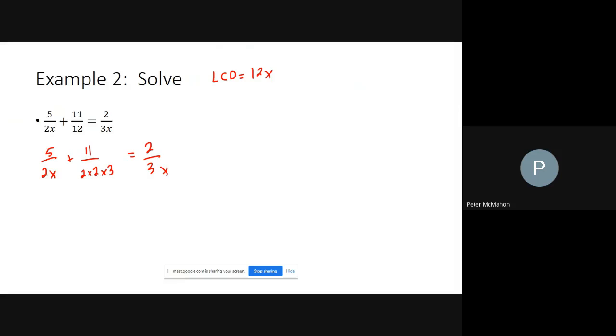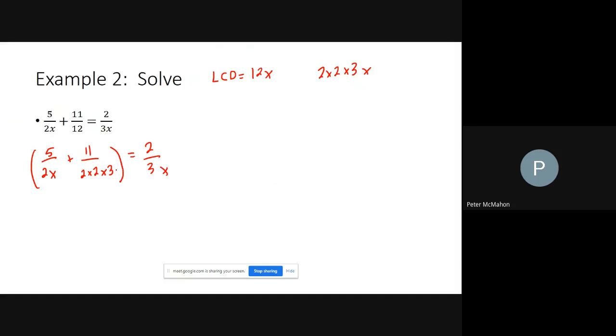So 12 is just 2 times 2 times 3. So like the 2 is common in these two, the 3 is common in these ones. So what's common over that? It's like 2 times 2 times 3x. This would be the lowest common denominator over here. Okay? But I'm just going to treat this guy as 12x.